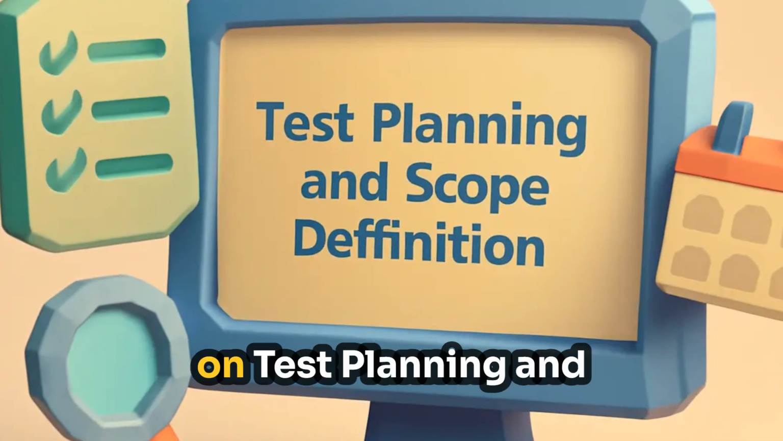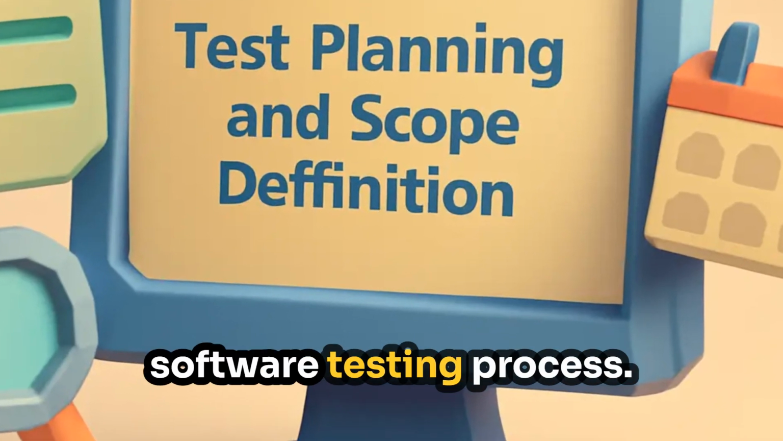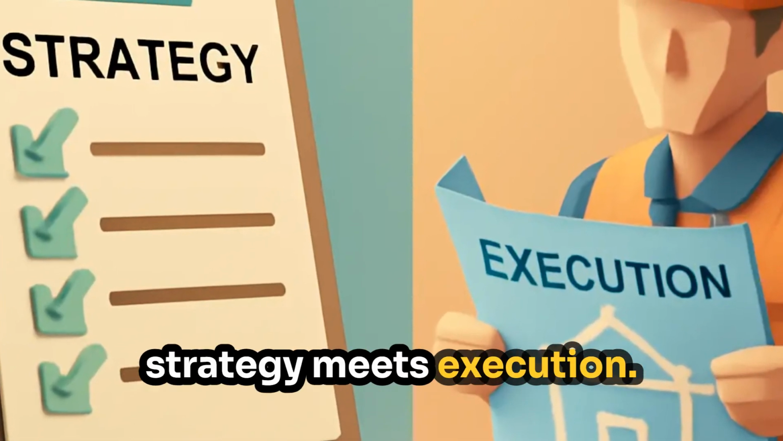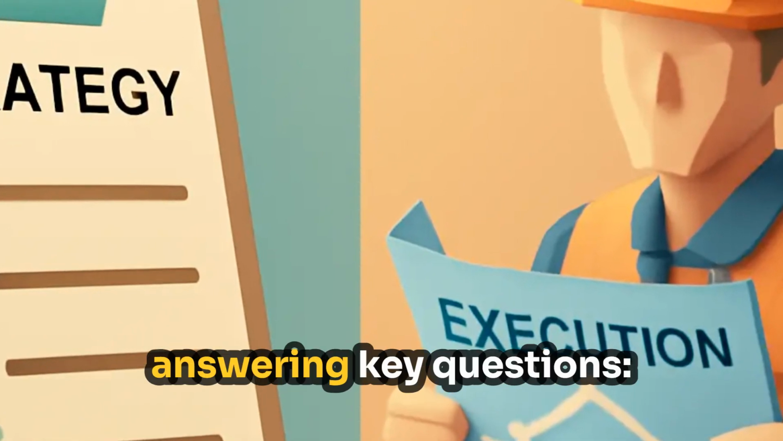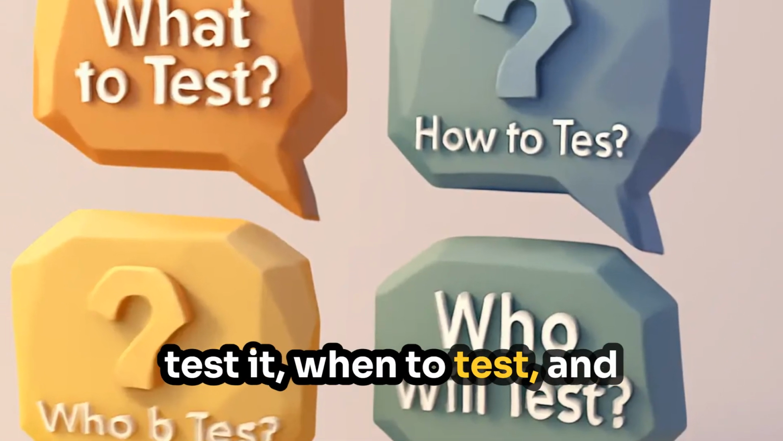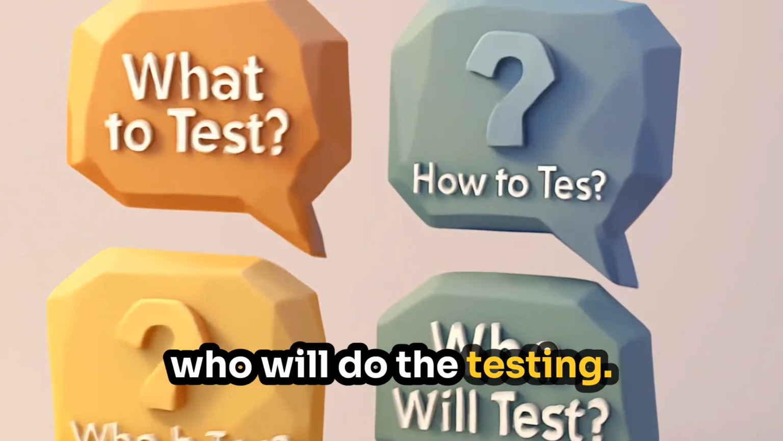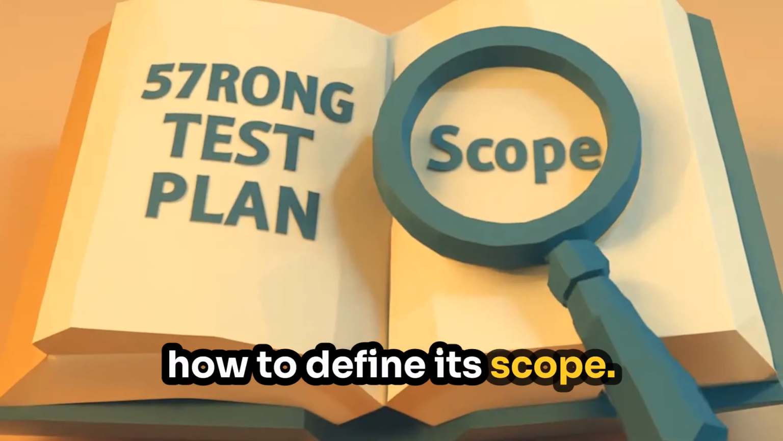Welcome to this module on test planning and scope definition, a critical step in the software testing process. Test planning is where strategy meets execution. It lays the groundwork for successful testing by answering key questions: what to test, how to test it, when to test, and who will do the testing. Let's explore what makes a strong test plan and how to define its scope.